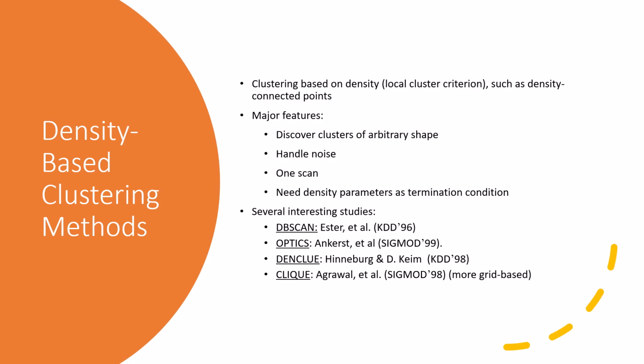Clustering based on density, such as density-connected points. The major features are: discover clusters of arbitrary shape, handle noise, one scan, and need density parameters as a termination condition. Several interesting studies are available: DBSCAN, OPTICS, DenClue, and CLIQUE.